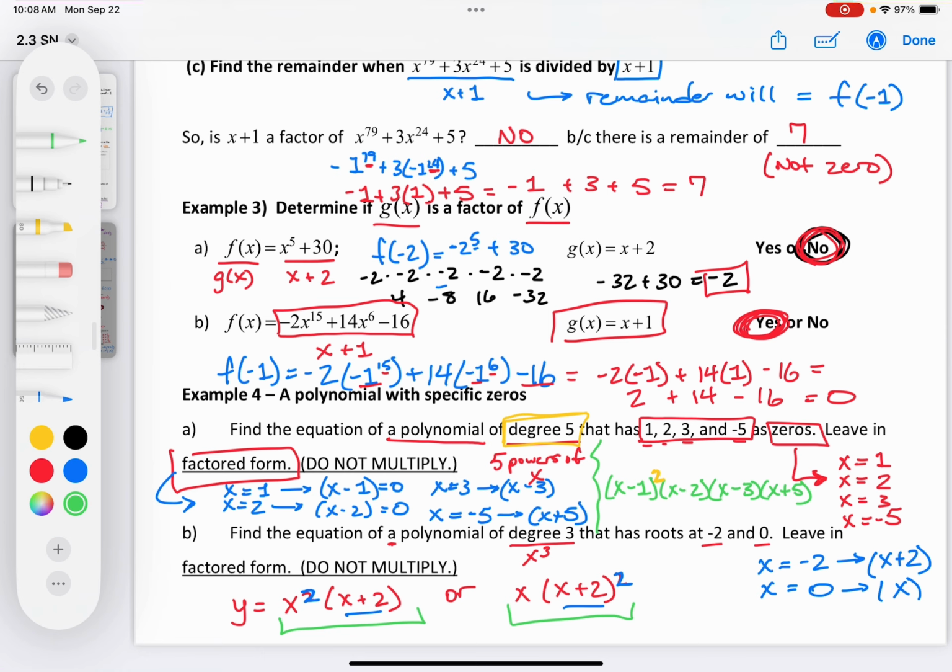All right, hopefully this helped. The factor theorem and the remainder theorem are both very important, and they can sometimes prevent you from doing a lot of division unnecessarily. So good luck going forward, and again, I hope this helped.